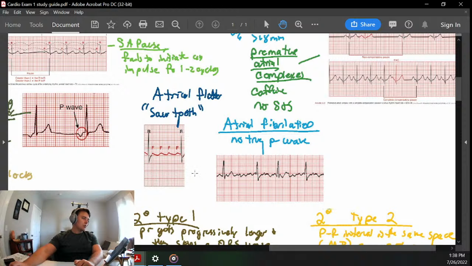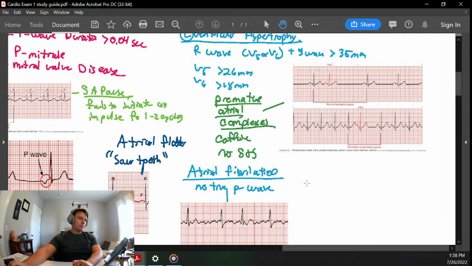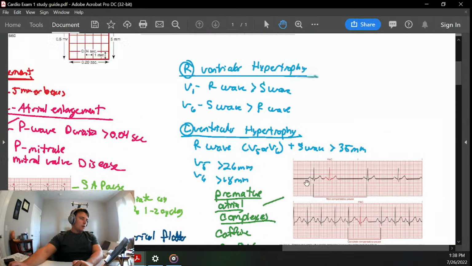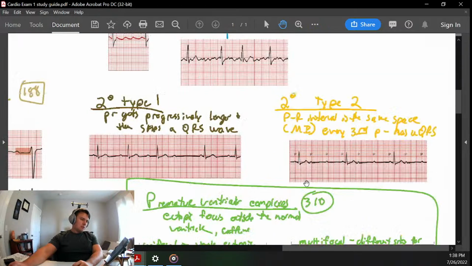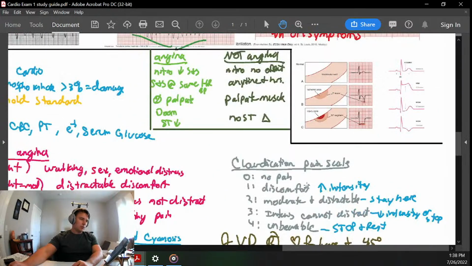And this is atrial flutter, which is sawtooth. So again, you're going to have that distinction: 1, 2, 3, 4 P waves, and then a QRS pattern. And then 1, 2, 3, 4 pattern, QRS pattern. All right, so I think that's pretty good with the QRS.